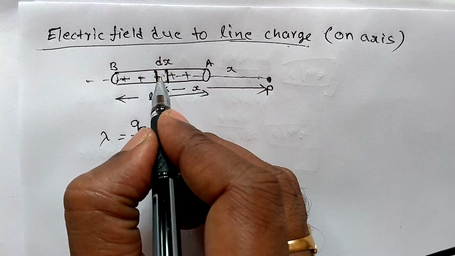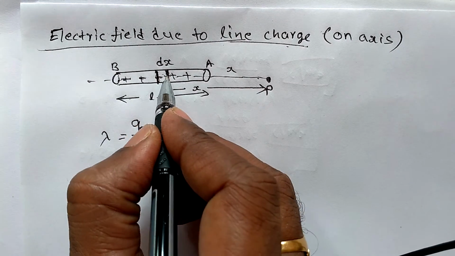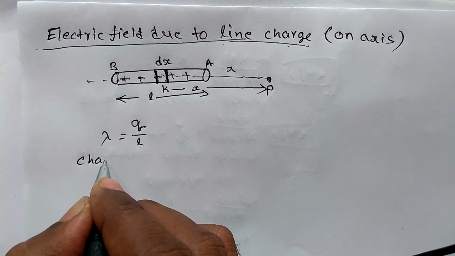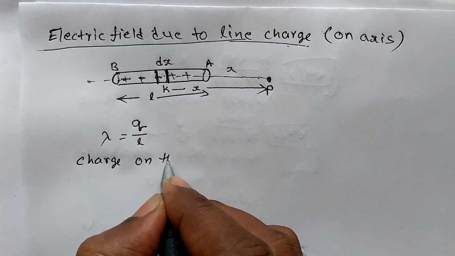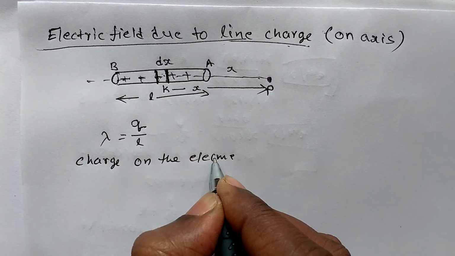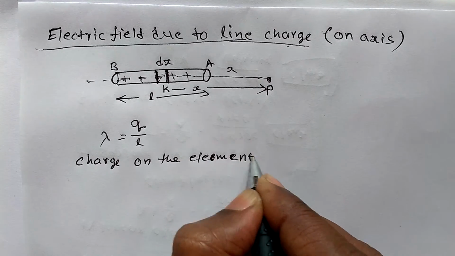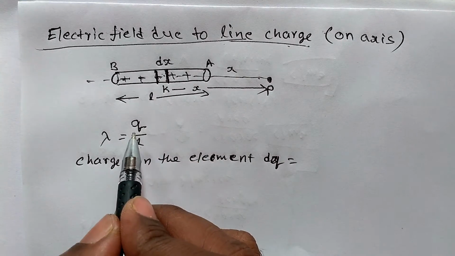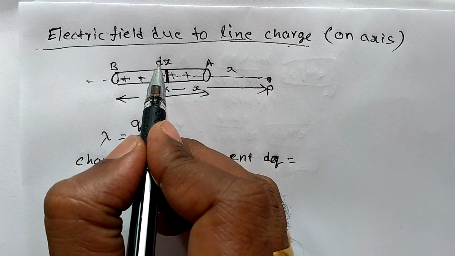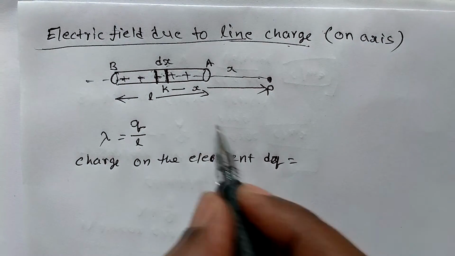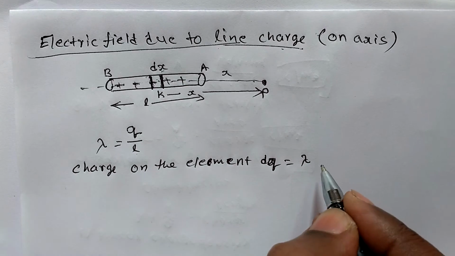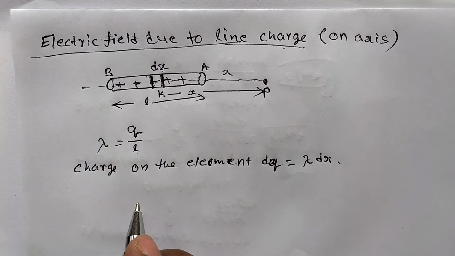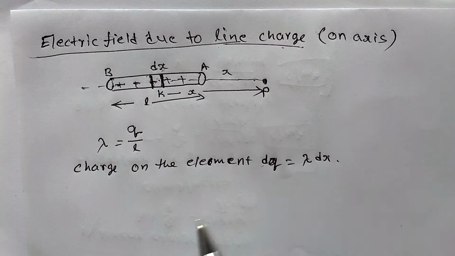Now I selected that small element. That small element looks like a point charge. What is the charge on it? The charge on the element I am considering as dq. Charge per unit length is lambda, and the length of the element is dx. Hence the charge on the element is lambda into dx. That charge I am considering as dq.